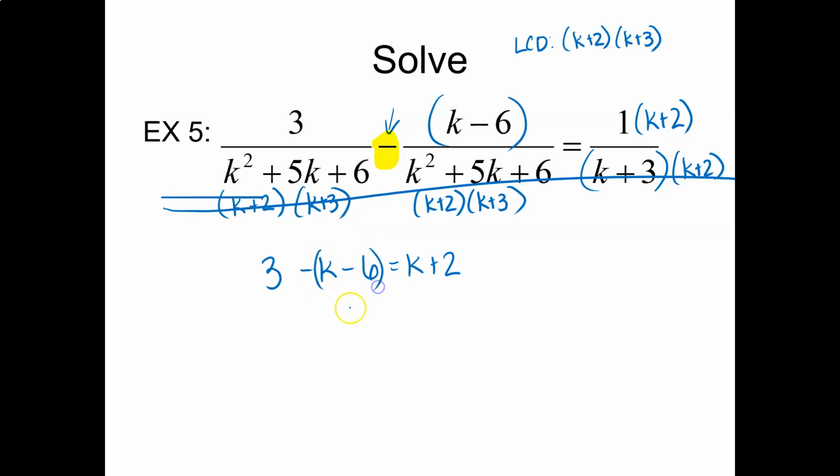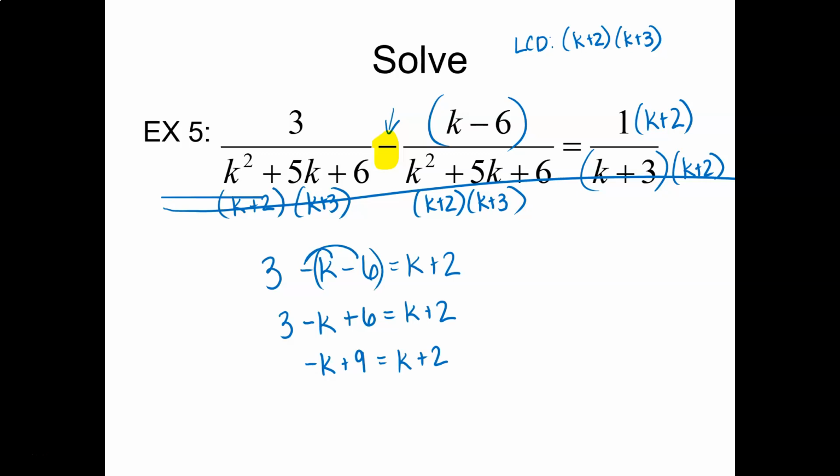You need parentheses right there. That negative has to be distributed. So you should have 3 minus k plus 6 equals k plus 2. Is this one a quadratic or just a regular linear equation? Regular linear equation. So I'm going to combine like terms. Negative k plus 9 equals k plus 2.